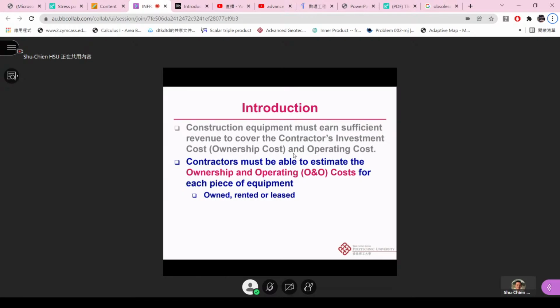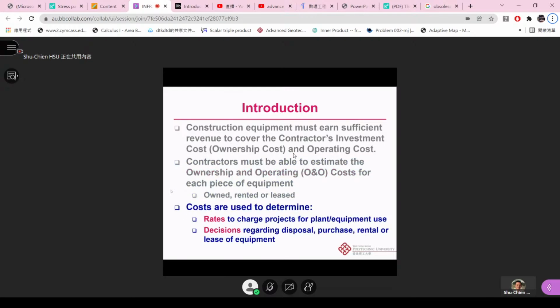Some equipment needs to be well maintained. All equipment should be well maintained, but they probably have different methods to do that, or they can decide whether they should buy this kind of equipment, rent it, or lease it. So it is a different kind of decision making during the operation of the company. The costs are used to determine the rate to charge the project for the plant equipment use, of course, so that they can make a decision regarding disposal, purchase, rental, or lease of the equipment.